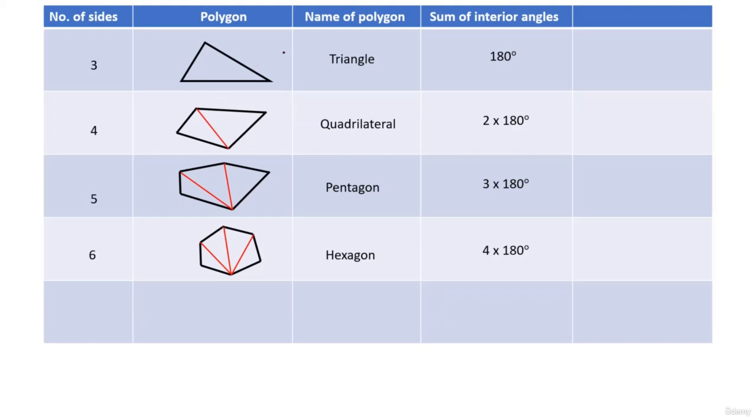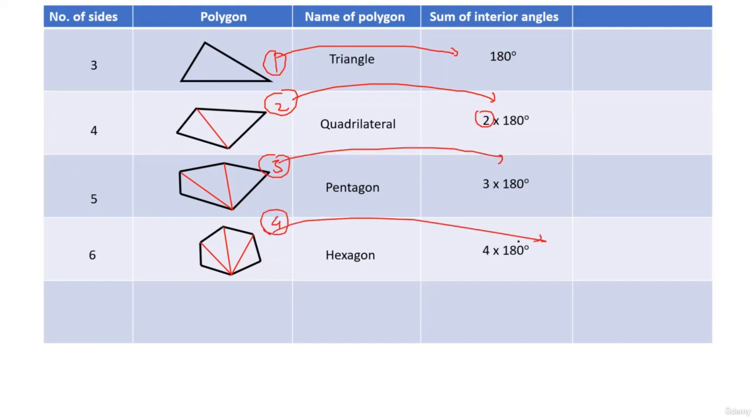Okay, if you have one triangle, the sum of all the angles is 180 degrees, right? In case of a quadrilateral, you have 2 triangles, so you have the total sum of all the angles as 2 into 180 degrees. For a pentagon, the total sum you have is 3 into 180. 3 triangles मिल रहे हैं यहाँ पे, 3 into 180. And for a hexagon, the sum of all the angles is 4 into 180, right?